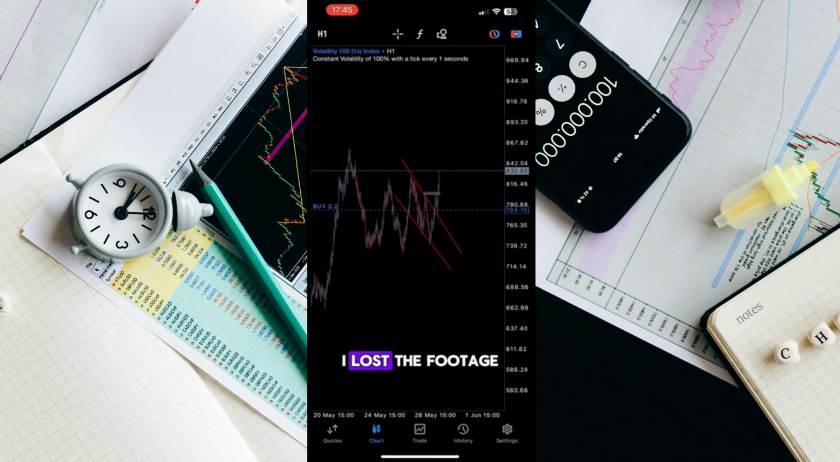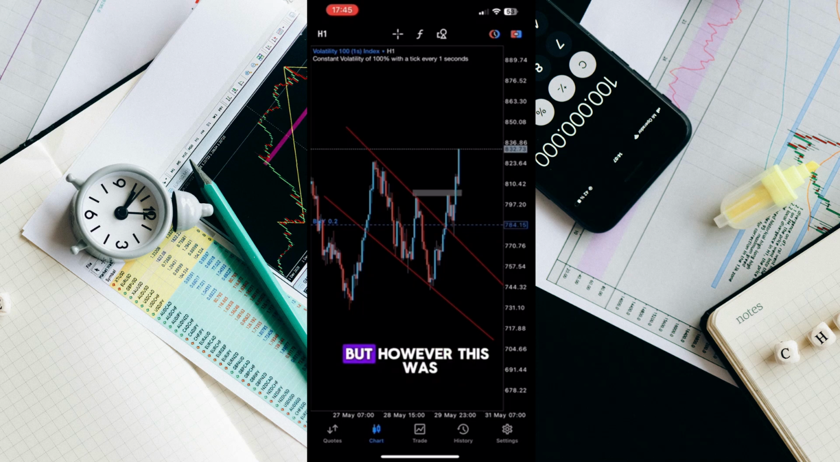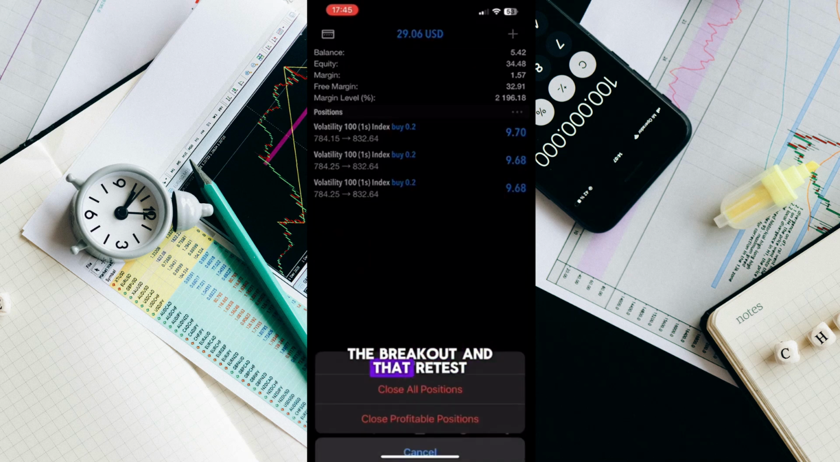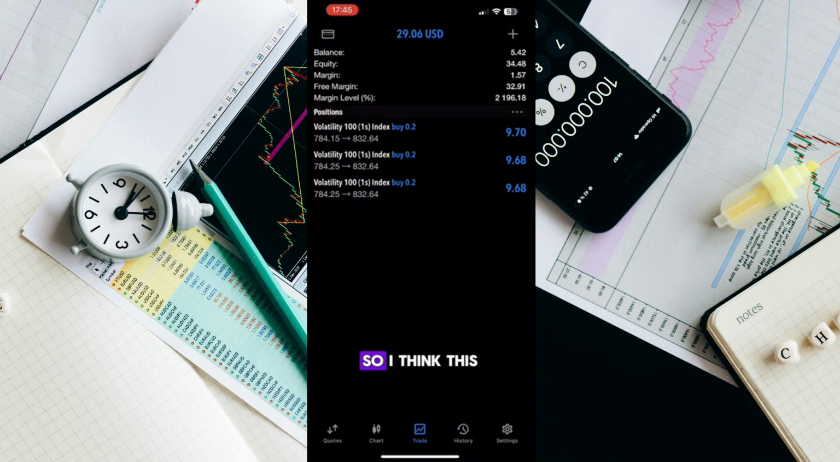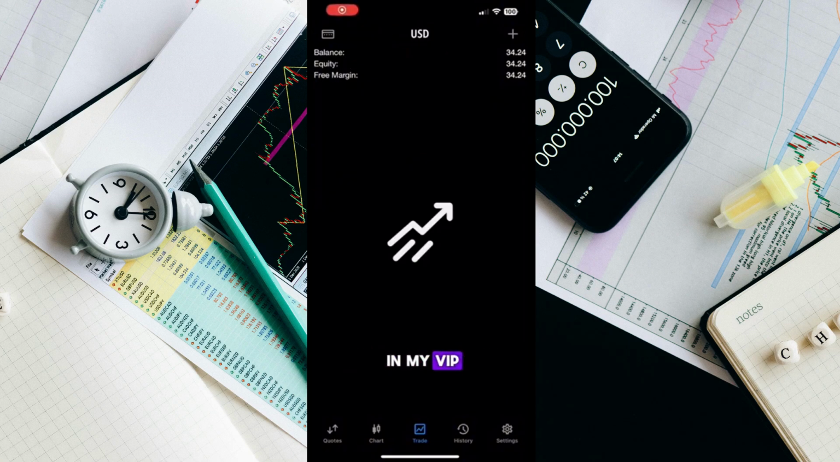Unfortunately I lost the footage, as I said earlier, but this was the breakout and that retest, and then the market continued pushing high. So I think this is it for this trade. I explained a lot in my VIP. Now we're in $34 profit. Let's look for other trades elsewhere.